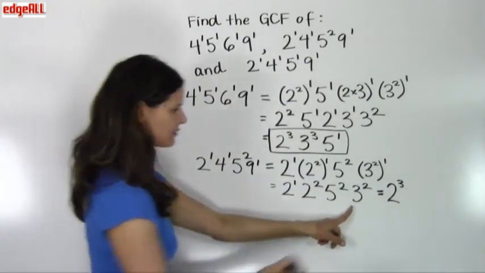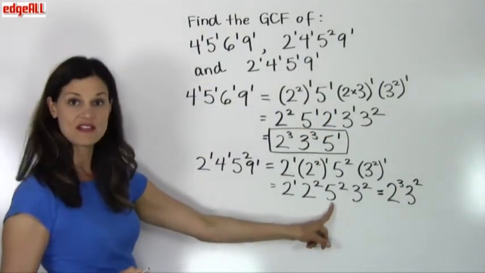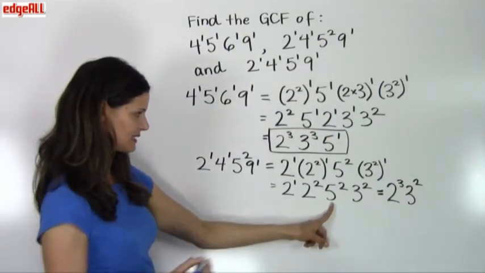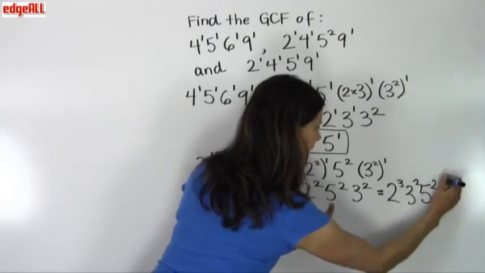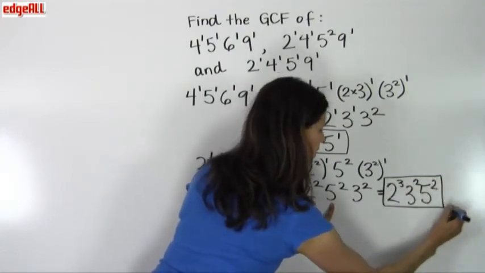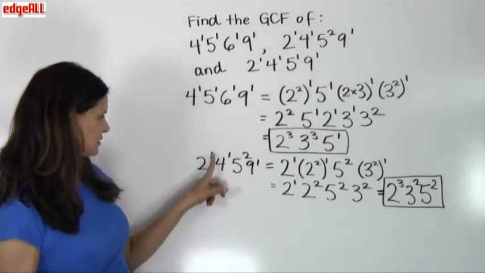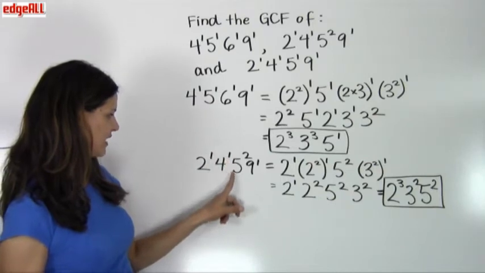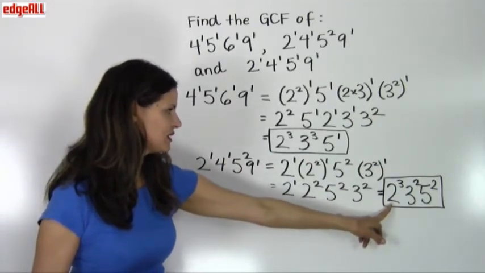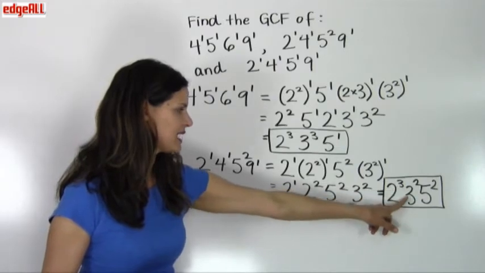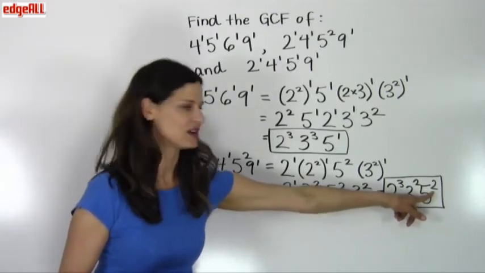And then my 3 is to the 2nd power, or 3 squared. And then 5 squared is my last number, and that's my prime 5 raised to the 2nd power. So the prime factorization of 2 to the 1, 4 to the 1, 5 squared, 9 to the 1 is equal to 2 to the 3rd power, 3 raised to the 2nd power, and 5 raised to the power 2 as well.